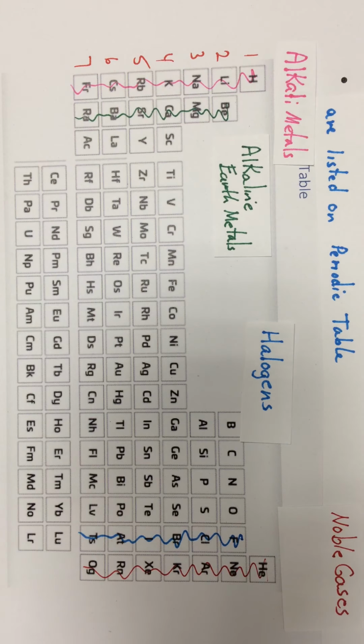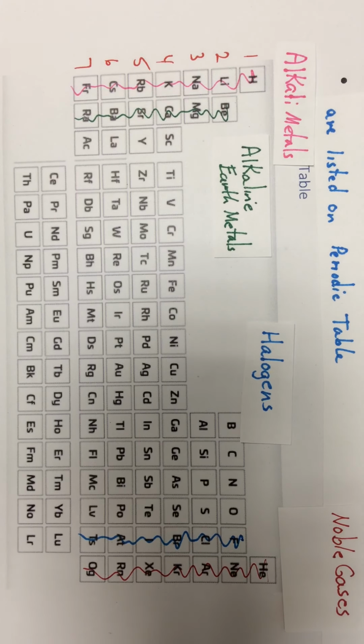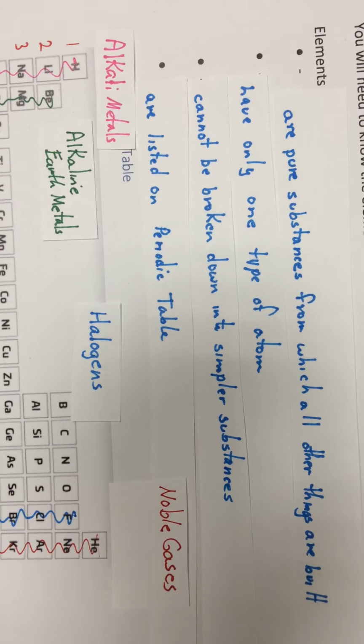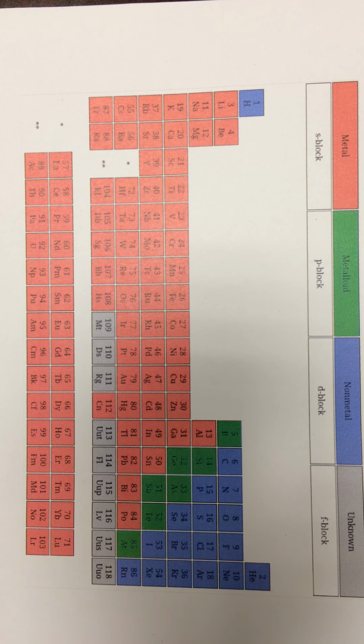The other divisions of the periodic table we need to know are the metals and the nonmetals. So here are the metals and the nonmetals. First thing you'll notice, the metals are in red, and there are many, many more metals than nonmetals. The metals are in red, the nonmetals are in blue, and the semimetals or metalloids are in green.